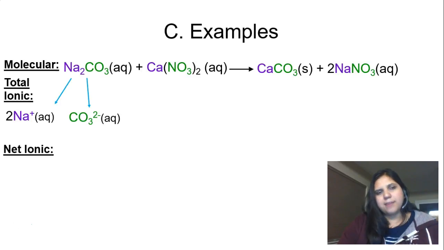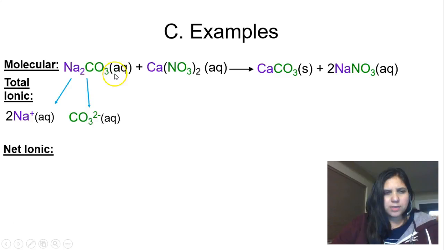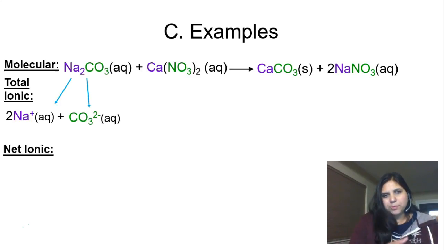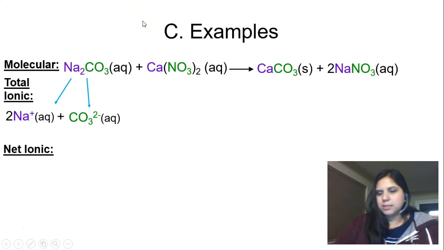And then I also have carbonate. We don't have parentheses around the carbonate, and there isn't a coefficient, so we just have one carbonate. So it's breaking up into sodium and carbonate. We're going to split those with a plus sign. Okay, so that one was aqueous, split it. Next one, we have calcium and nitrate, and again, it's aqueous, so we're also going to split this one up.